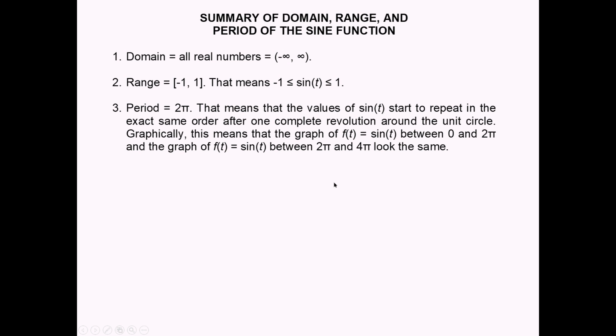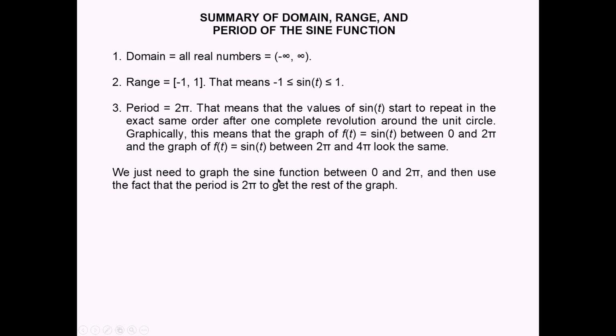So graphically, if you graph the function from 0 to 2 pi, it'll repeat after that. Just pick it up and move it. So between 2 pi and 4 pi, it looks like it did between 0 and 2 pi. So we just need to graph the sine function between 0 and 2 pi, and then use the fact that the period is 2 pi to get the rest of the graph. Remember, 0 to 2 pi is something called the basic period.